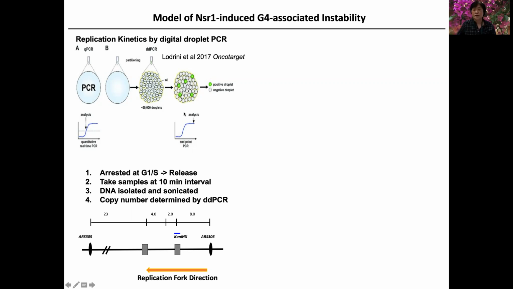And ddPCR is a form of quantitative real-time PCR. It's a very sensitive method, so it can distinguish between very small differences in copy number of the target gene. So what we did was we arrested cells in G1/S, and then released them into S phase in a synchronized way, so all the cells begin replication together. We take samples at 10-minute intervals. DNA is isolated and sonicated, and copy number of a target location is determined by ddPCR.